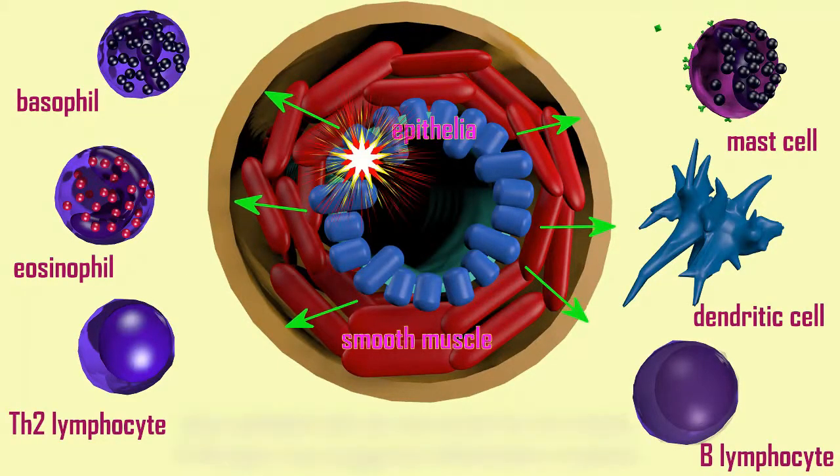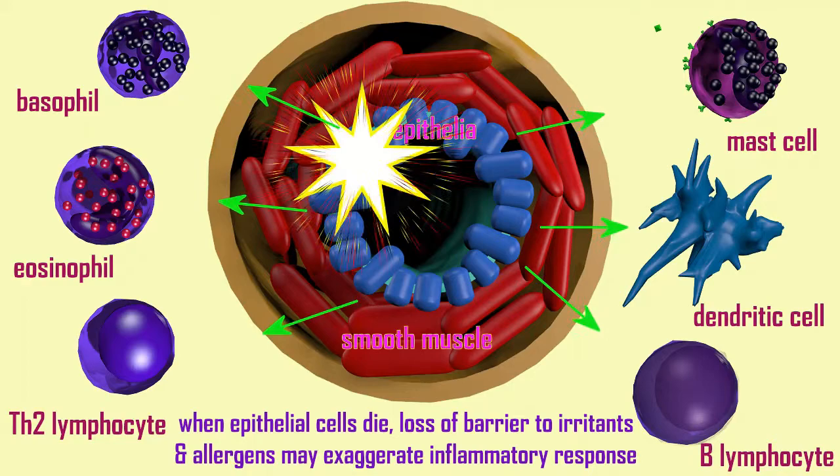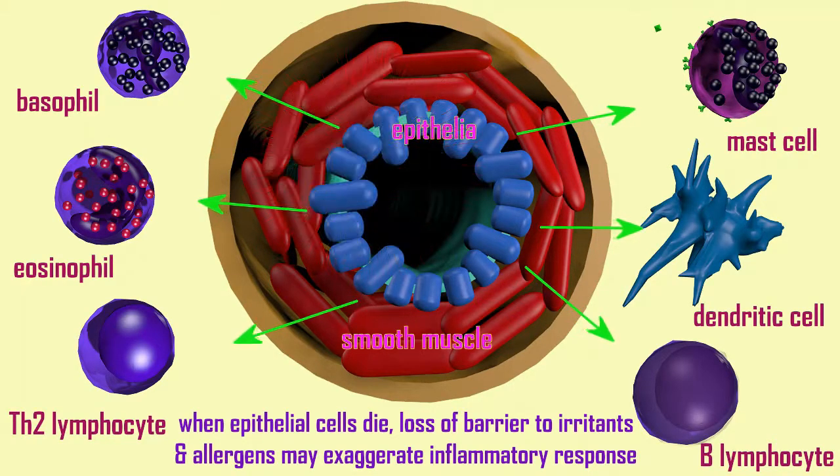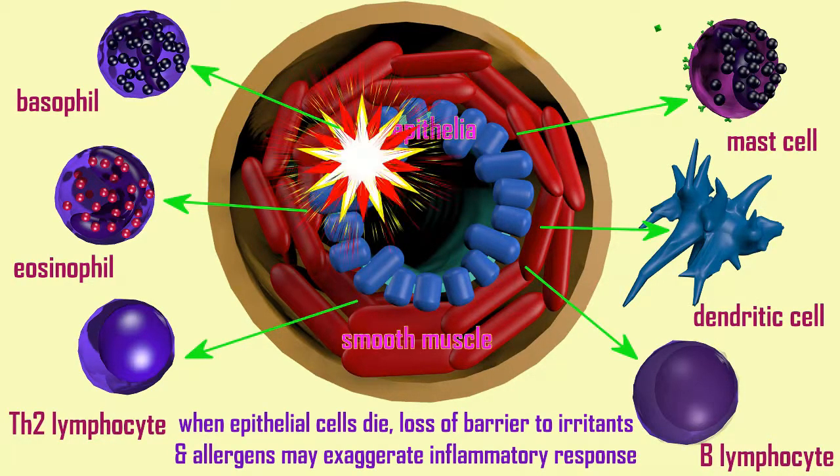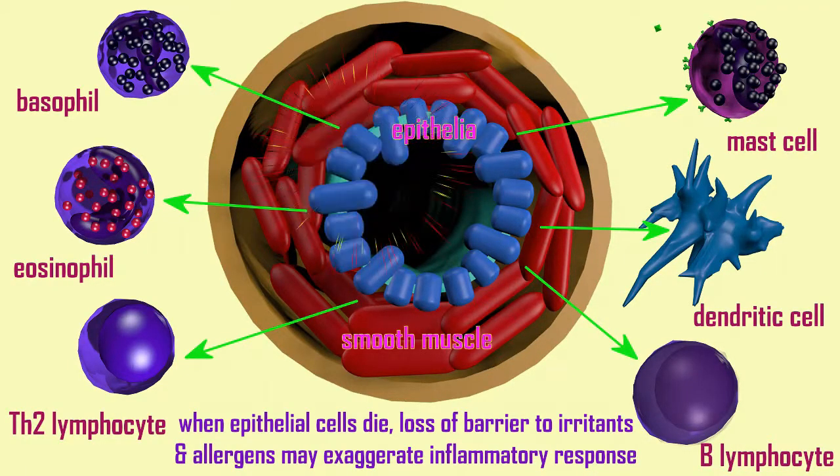If epithelial cells are damaged, it can interrupt the barrier between the deeper bronchial tissue and the irritants and allergens in the airway, thus increasing access of these noxious stimuli to nerve cells, to white blood cells, and potentially increasing inflammatory responses.